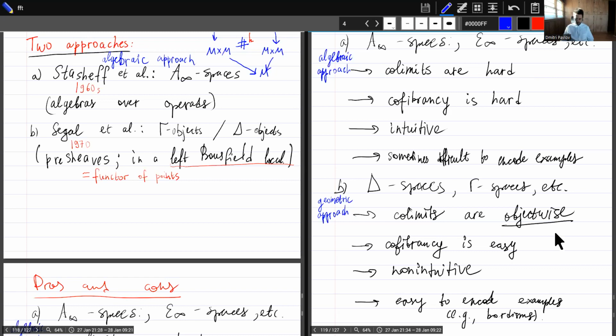Whereas in the setting of delta spaces and gamma spaces, colimits are computed object-wise. And this also continues to hold for homotopy colimits. So you can already see a drastic difference in the level of difficulty. And of course, at this point, you should be wondering if these two descriptions will be equivalent in some way. And we'll later see ways to phrase this precisely as an equivalence of model categories, for example.